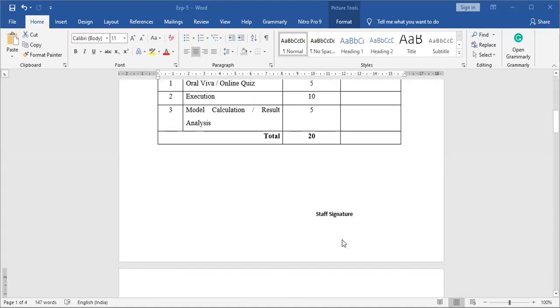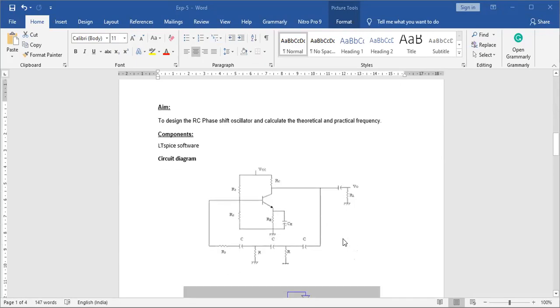This is the circuit diagram for the RC basic oscillator. This part is the amplifier, which feeds the output back to the input. This capacitor is the coupling capacitor. C1, C2, C3 and R1, R2, R3 form the feedback network. This is the amplifier, and this is the feedback network.